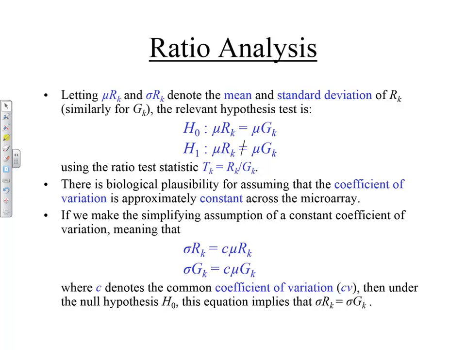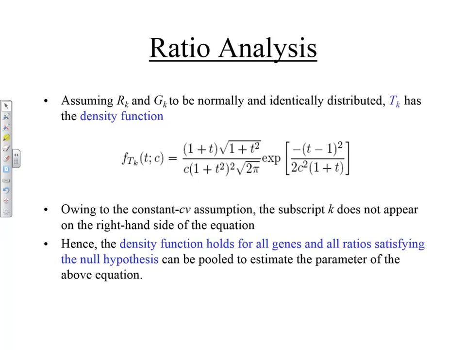So if you make this simplifying assumption of a constant coefficient of variation, meaning that sigma is c times the mean, then under the null hypothesis, when the mean of the red is equal to the mean of the green, this equation will imply that the green and the red also have the same standard deviation. So in this case, you will be able to pool things together.